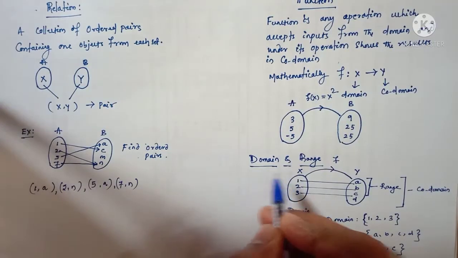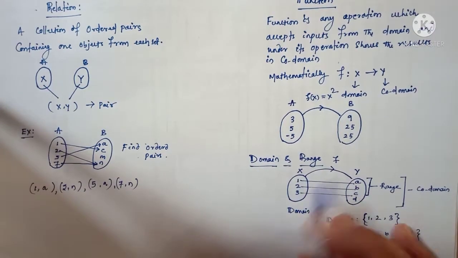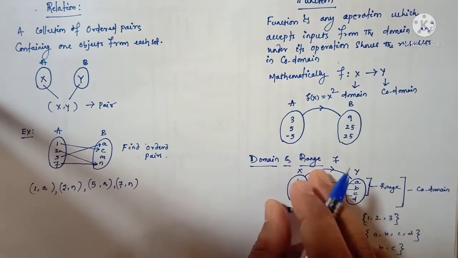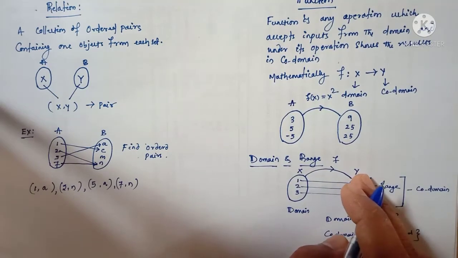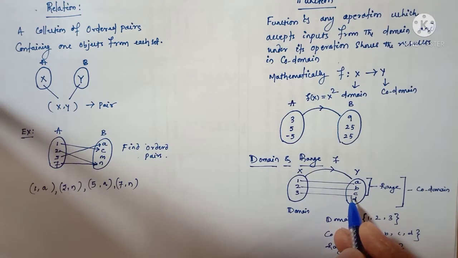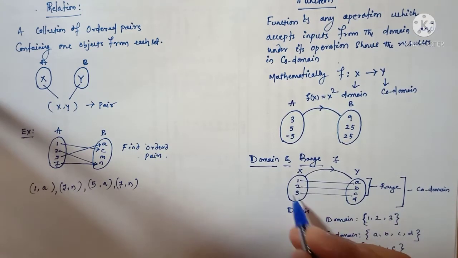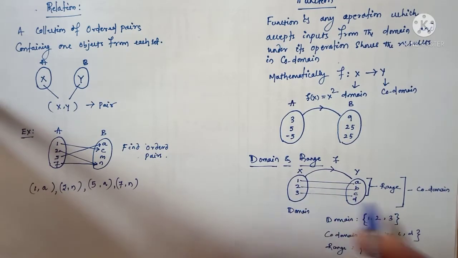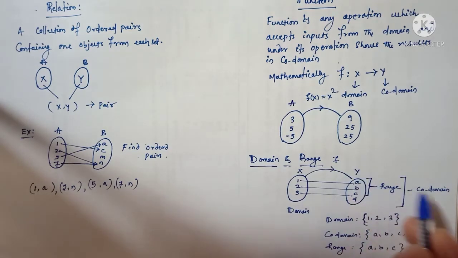Students, have a look at what domain and range are. As you can see here in this function from X to Y, we have 1, 2, 3 in X and a, b, c, d in Y, right? So there is a mapping from X to Y. This part is the domain part, that means all the elements of X will be the domain. And all the elements of Y will be the codomain, considering all the members in set Y.